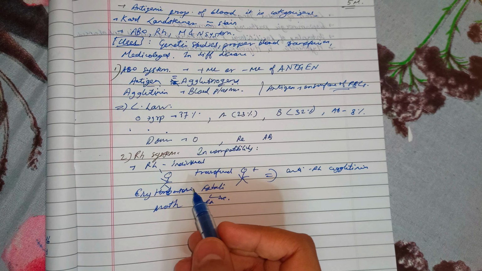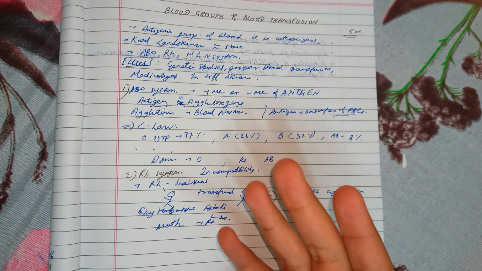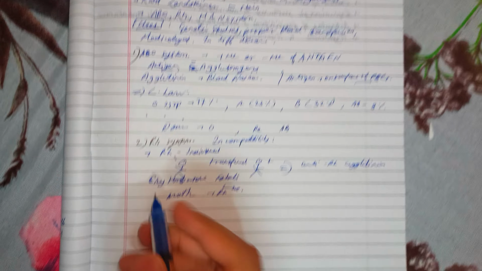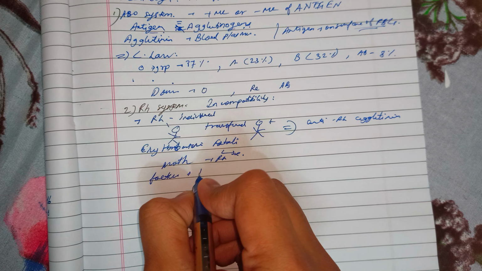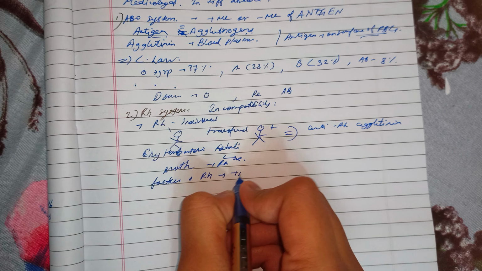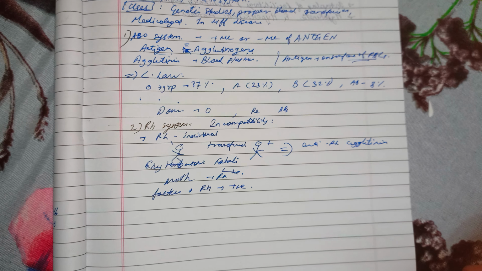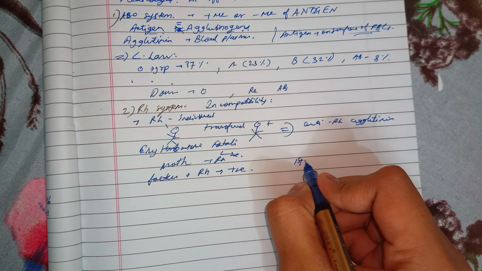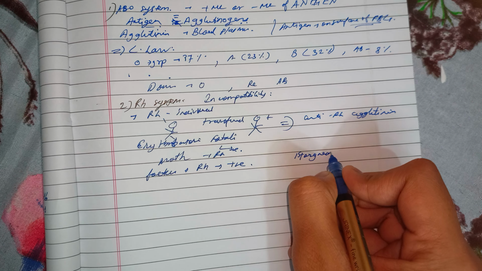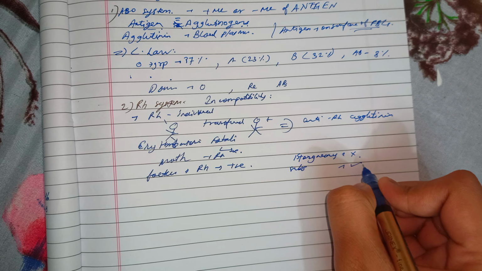There is agglutination and destruction of the fetal red cells. In these conditions, the mother is Rh negative and the fetus is Rh positive. So we need to know the mother is negative and the fetus is Rh positive. There is no complication in the first pregnancy, but problems occur in subsequent pregnancies.